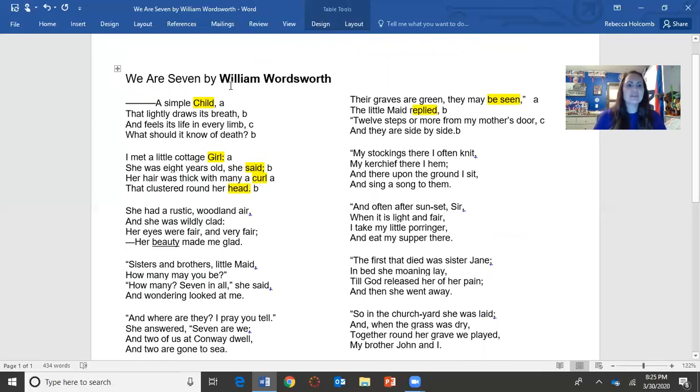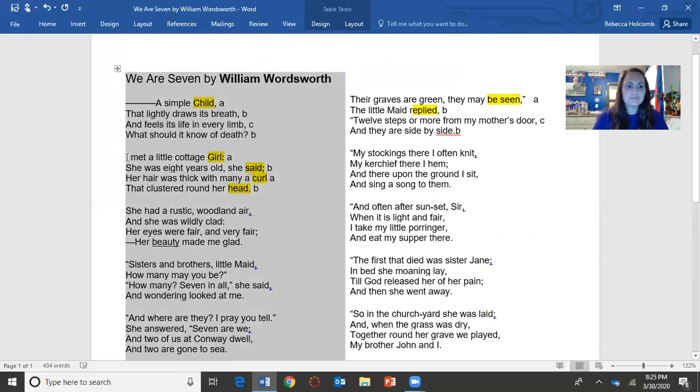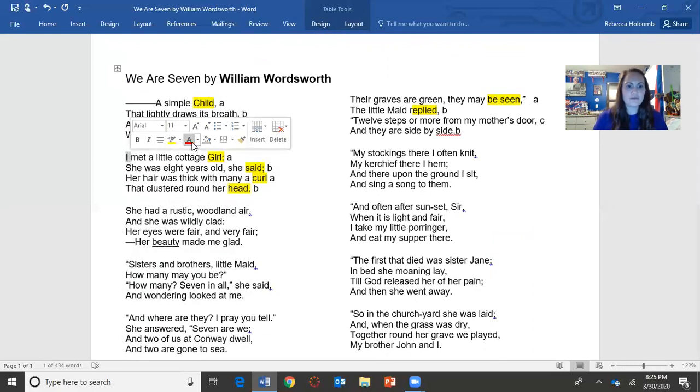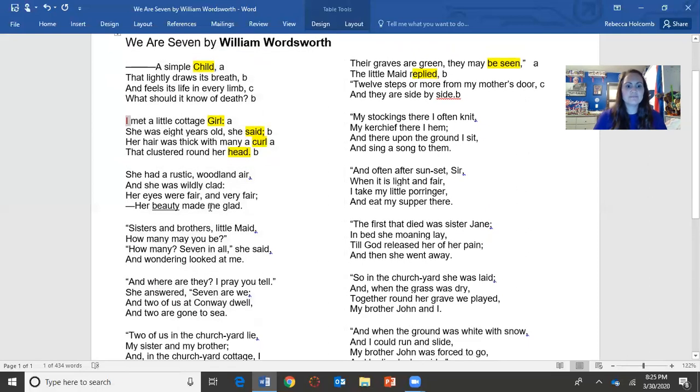First person, right? We assume it's a man because the young girl calls him master. He uses first person I and me all throughout, right? I and me. So we know that is first person point of view. Good, okay.